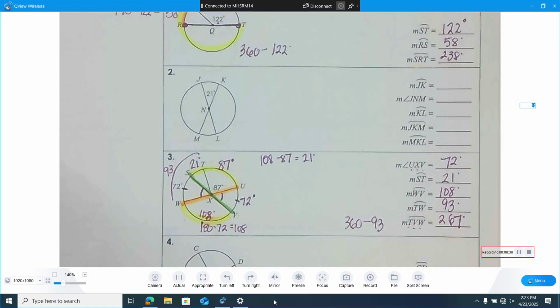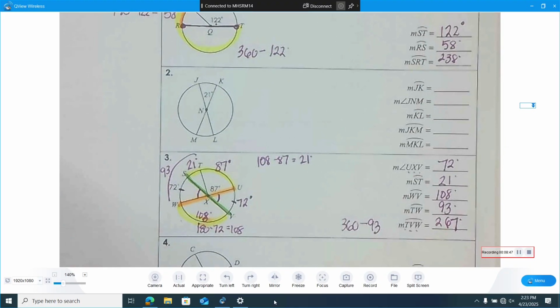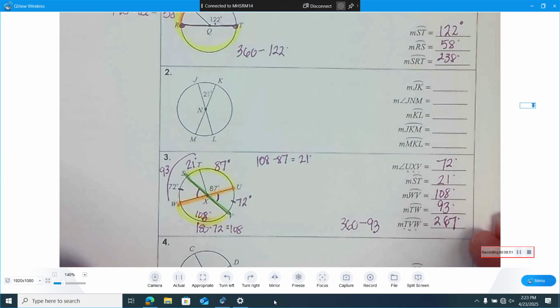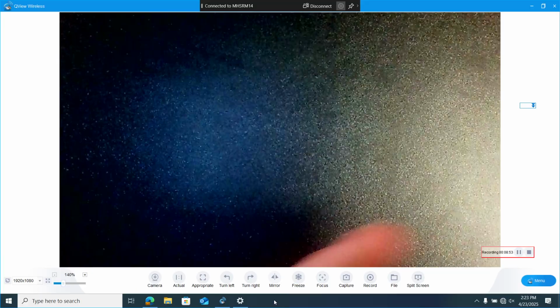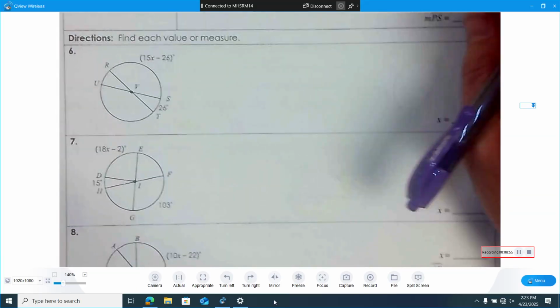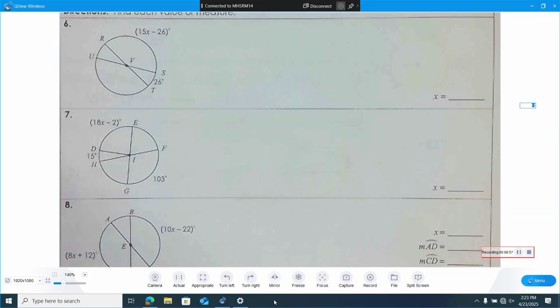Okay. Any questions so far? It's not hard, is it? There's a lot to see. So let's go ahead and turn the page and look at number 7.